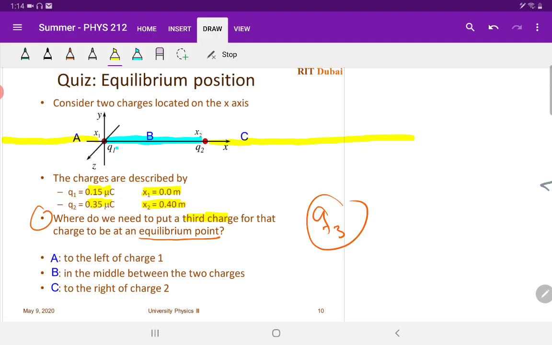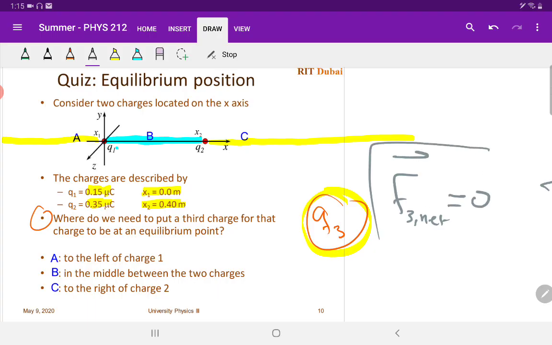Now the question here is, in which region should I place Q3 in such a way that Q3 will be at an equilibrium point? What's the meaning of equilibrium point? Equilibrium point means the object is in static equilibrium, which means F3 net equals 0. At what region here will the net force on the third charge be 0?